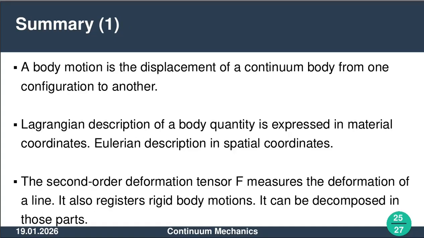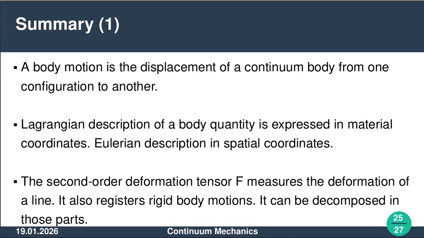So now we come to the end of the presentation. To summarize, a body motion in the context of continuum mechanics is the displacement of a continuum body from one configuration to another. In this case, from a material configuration to a spatial one. A Lagrangian description of a body quantity is expressed in material coordinates, and the Eulerian description in spatial coordinates. So the Eulerian description is in spatial coordinates and spatial configuration, and the Lagrangian description is in the material configuration.